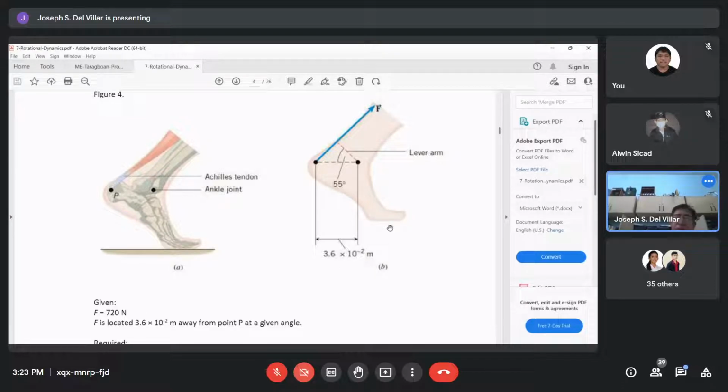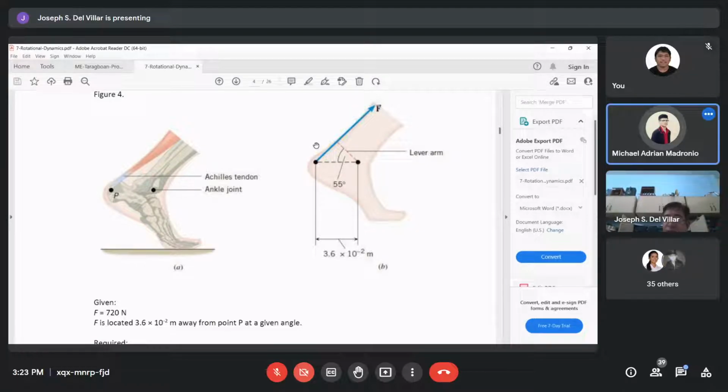Okay? So what is the vertical component of the force? Equal to. If this is 55, what is the angle of the force with respect to the vertical? 35 degrees, sir. Ah?